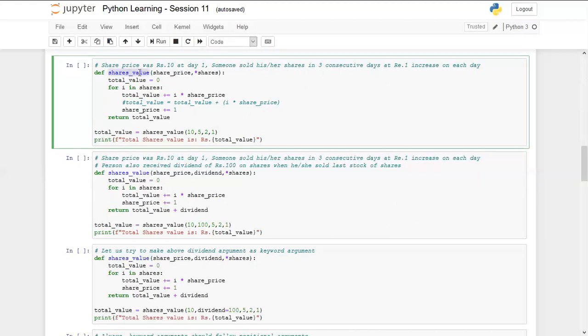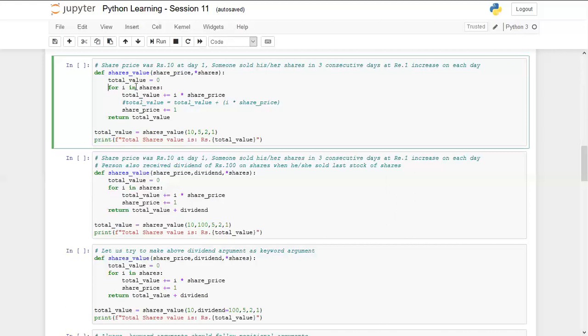So there is a function name that we have defined, which is shares_value. And then we have defined a positional argument, which is share_price. And then this is *args. As we know that it's just a notation, I've written *shares. This means we will accept multiple values for shares. Then total_value is equal to 0. This is the total_value variable which we have defined for the value that the person will get.